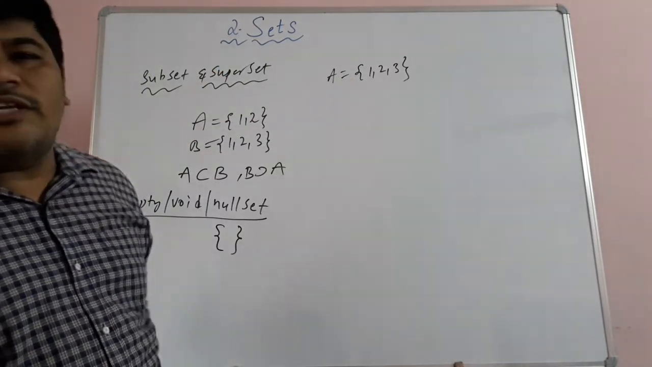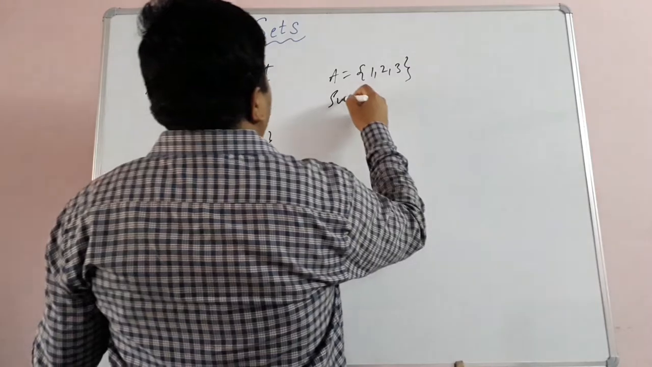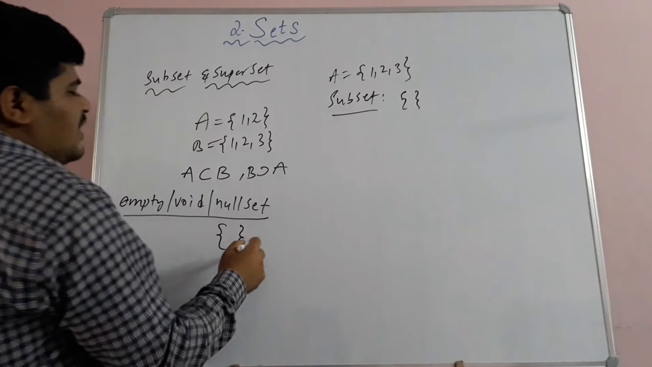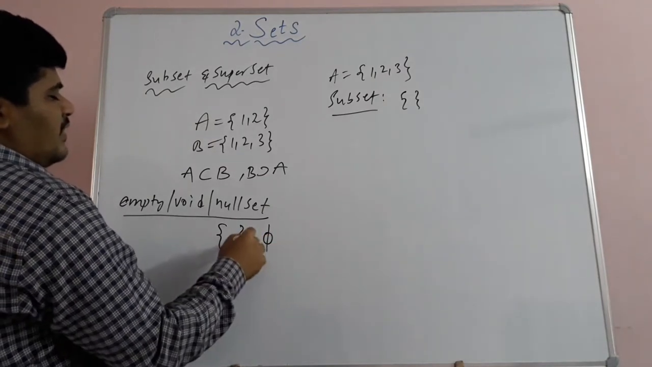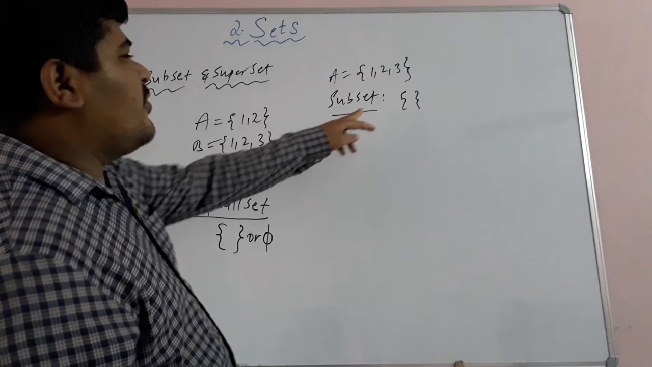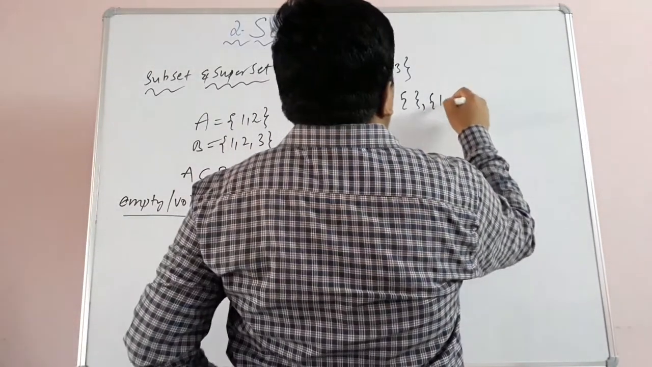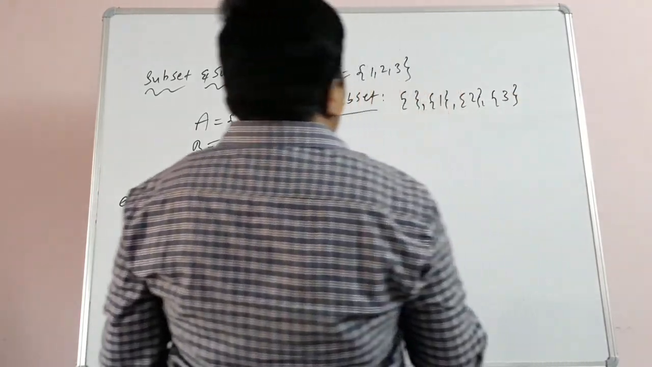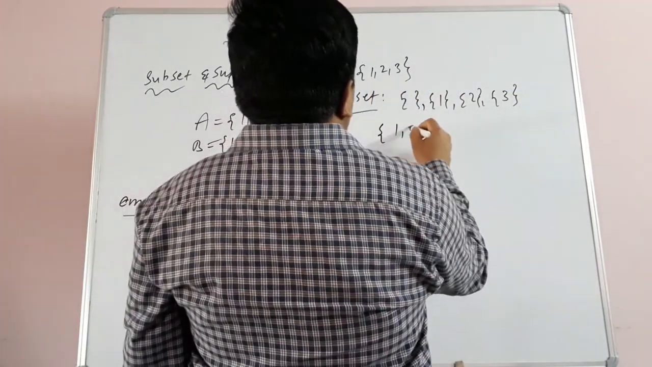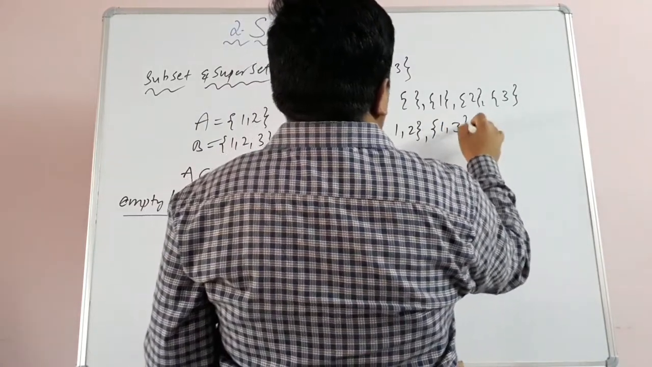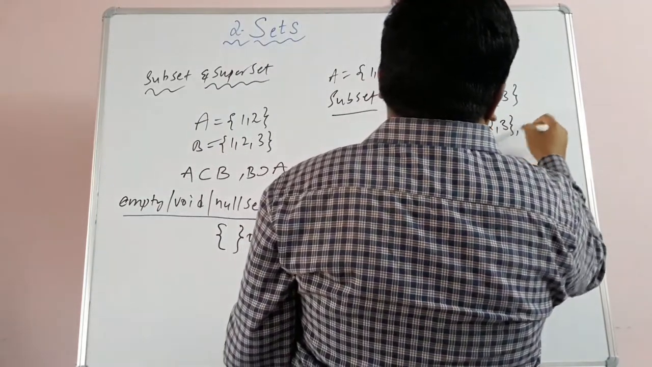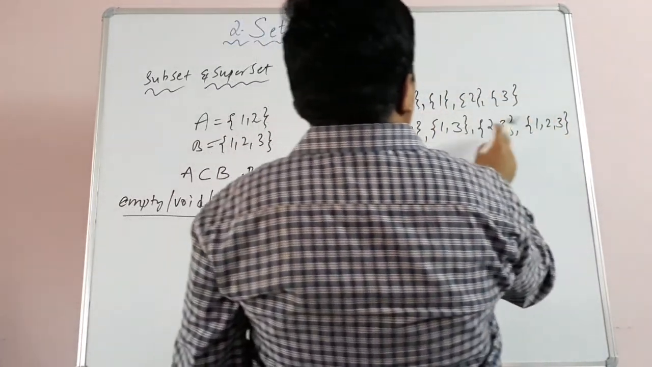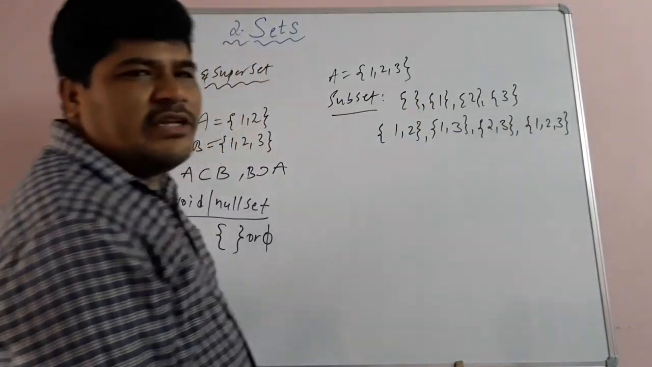Suppose {1, 2, 3} is there. We need to write the subsets of the set. That is the empty set, which is also denoted with the phi symbol. Phi means null set. So the empty set is a subset of the set {1, 2, 3}. Then {1}, {2}, {3}, {1, 2}, {1, 3}, {2, 3}, {1, 2, 3}. So totally how many subsets are there? 1, 2, 3, 4, 5, 6, 7, 8. Totally 8 subsets are there.